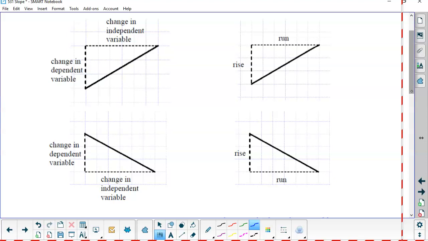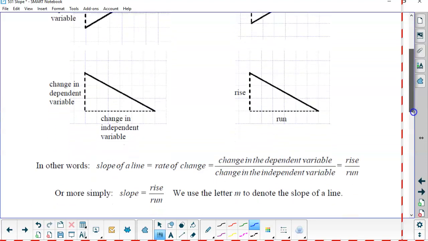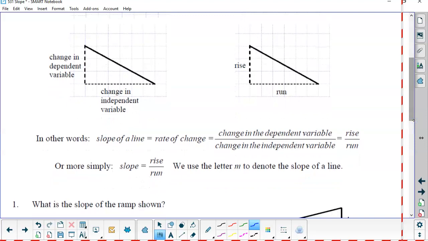Here, your change in dependent, your rise, is going to be going down. So negative, and then to the right, positive. So that has what we call a negative slope. Okay. So here is all the words. That's what we're really going to simplify it down to. So slope is rise over run. And then we're going to find a formula that you can use as well.